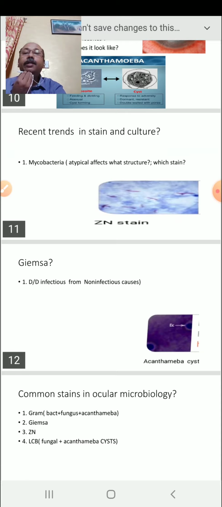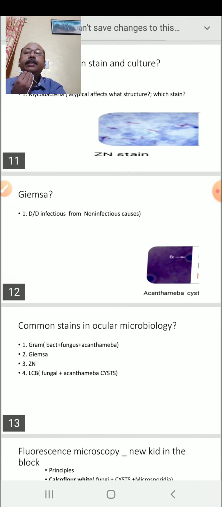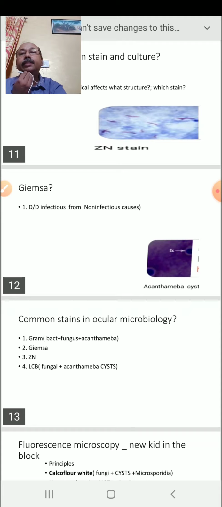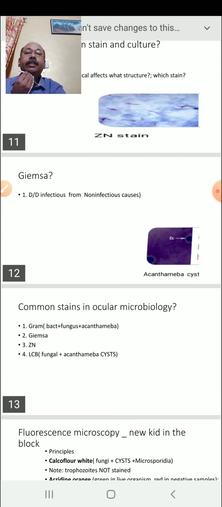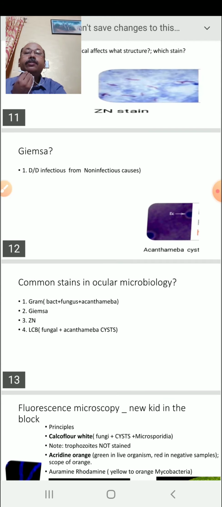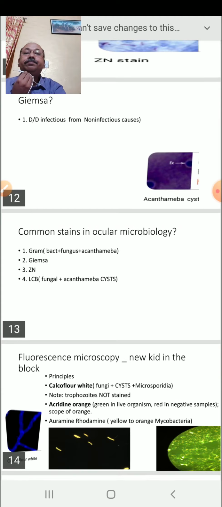Giemsa stain is a special kind of stain that will help you to differentiate infectious from non-infectious keratitis. In infectious keratitis, in Giemsa stain you tend to get more polymorphonuclear cells, and in non-infectious keratitis, mainly of allergic etiologies, more basophils and eosinophils come up in the smear. Acanthamoeba cysts are very beautifully demonstrated in the Giemsa stain. If you look at slide number 11, right hand side picture, you can see the Acanthamoeba cysts demonstrated with the Giemsa stain.